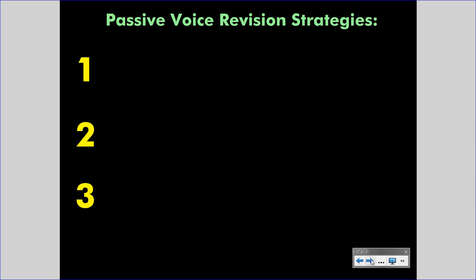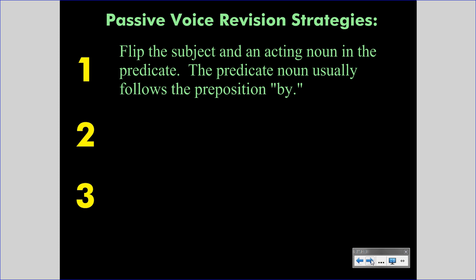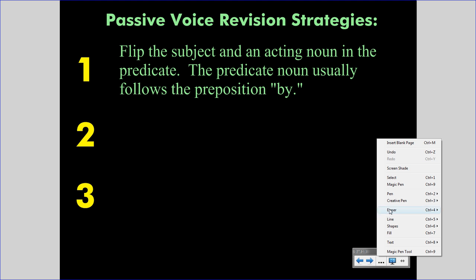You can revise the passive voice in three different ways, and it depends upon the sentence. You can't always use every single revision strategy. With some sentences you can use one, some sentences you can use two, but generally you cannot use all three. The first one we could have seen in that example had the sentence been written, the car was driven by John. That's where you take the subject and there's an acting noun and the predicate, and you flip them.